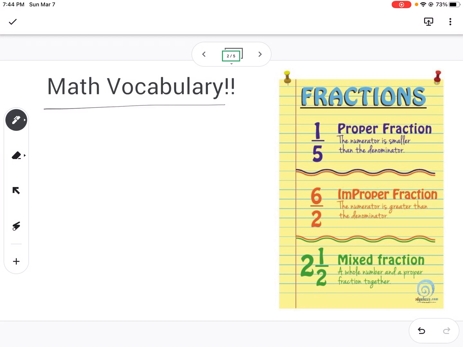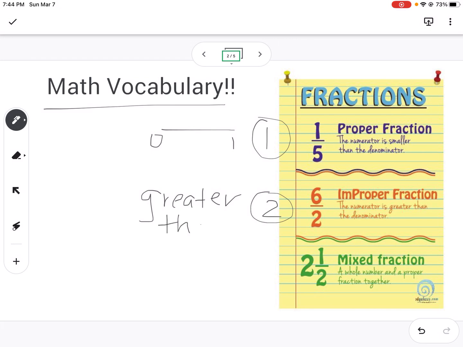The first one being a proper fraction, which is what we're used to. When our numerator is smaller than our denominator and the fraction is between 0 and 1. On a number line, it's between 0 and 1. An improper fraction is when the numerator is bigger than the denominator and these fractions are greater than 1. And the last math vocabulary is a mixed fraction, and as you can see, it's written as a whole number as well as a fraction together.